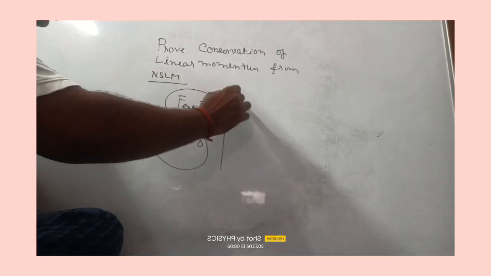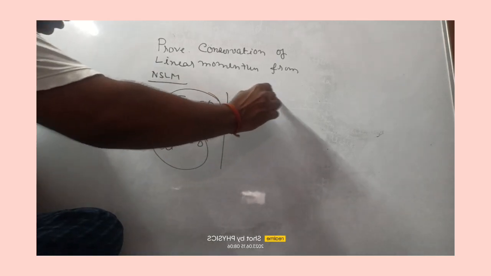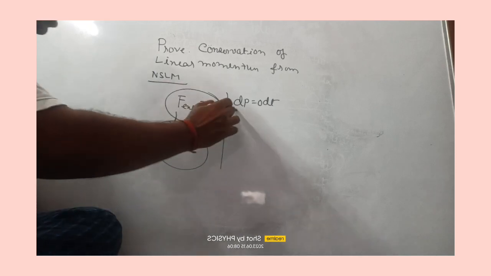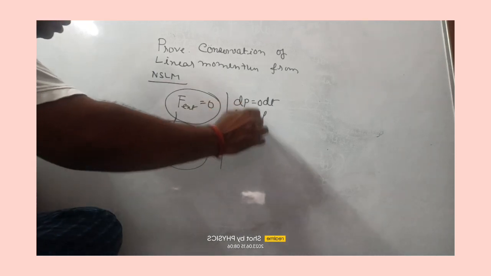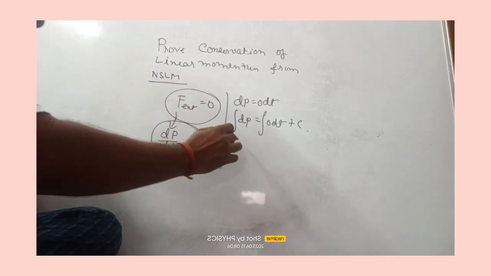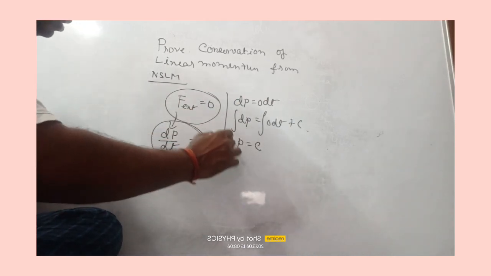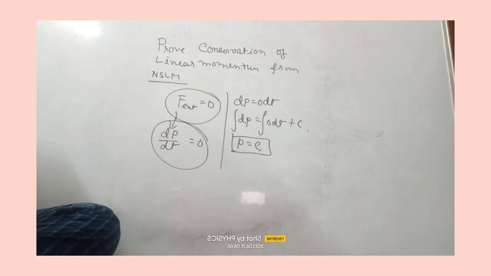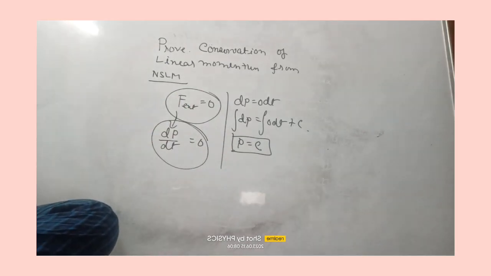Now here dp is equal to 0 dt. Now integrating both sides, integration of dp is integration of 0 dt plus c. So here p is equal to c. That is, the linear momentum is constant.